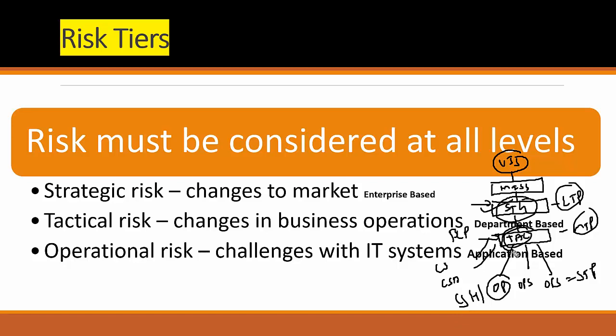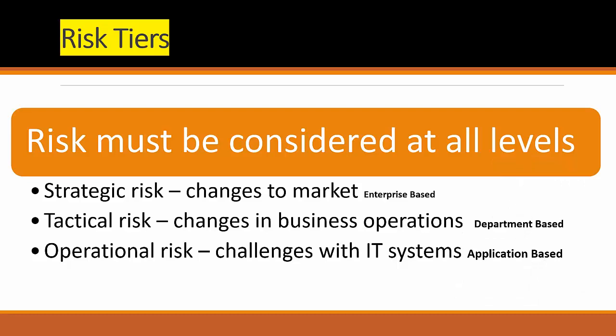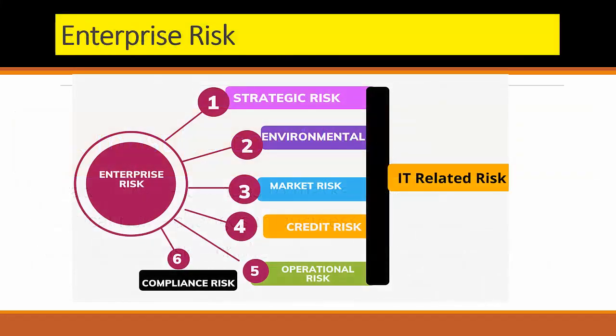So we discover some risk on the strategic level. We discover the risk on the tactical level. We discover the risk on the operational level. So that is how the risk will be considered. In detail, we also have other types of risk.